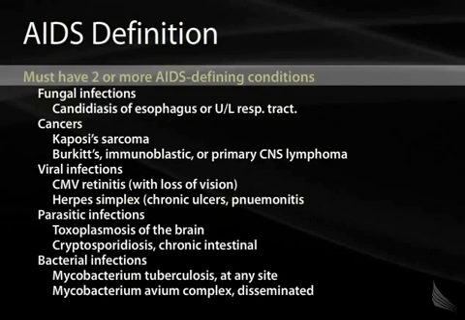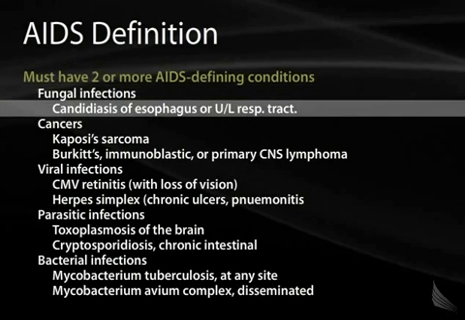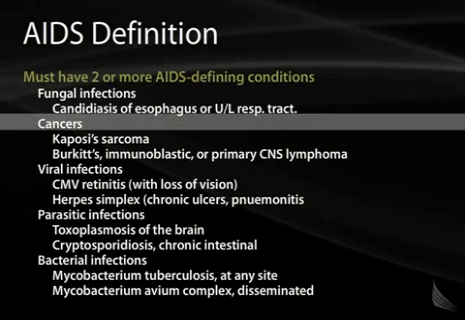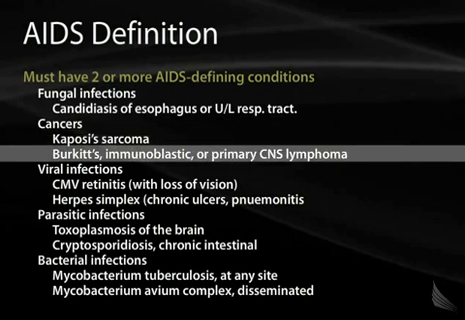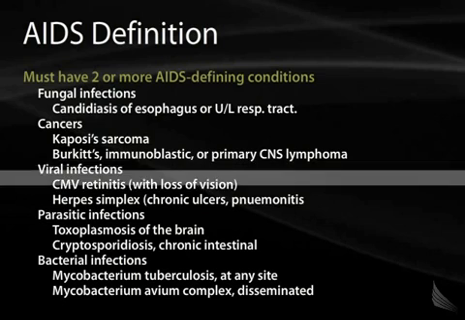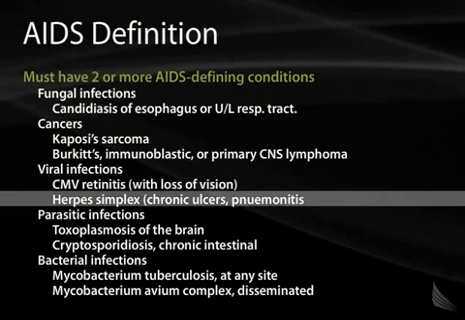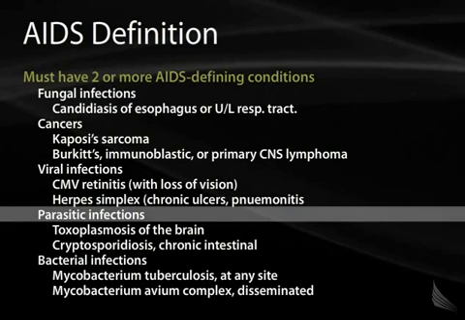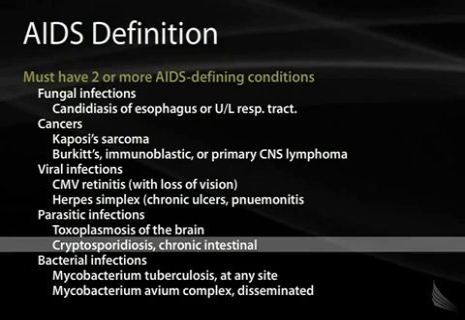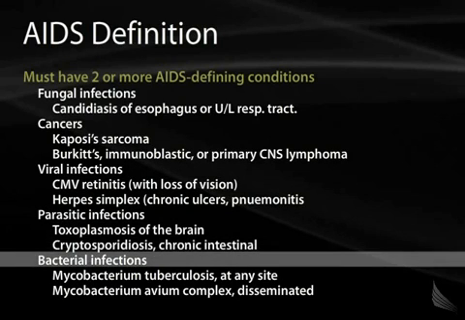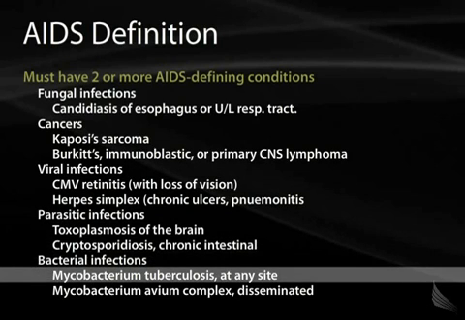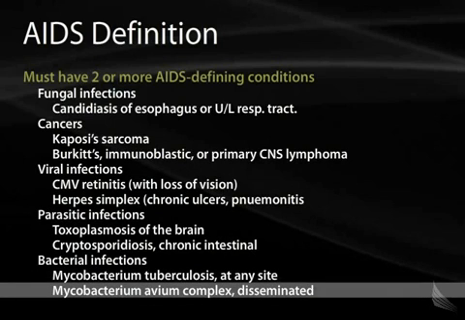In order to have AIDS, you must have 2 or more AIDS-defining conditions, including fungal infections like candidiasis, cancers like Kaposi sarcoma, Burkitt's lymphoma, primary CNS lymphoma. You must have certain viral infections like CMV retinitis, or herpes simplex, chronic ulcers, or pneumonitis. You must have parasitic infections like toxoplasma of the brain, or cryptosporidiosis, or chronic intestinal inflammation. You must have a bacterial infection like Mycobacterium tuberculosis at any site, or the Mycobacterium avium complex.